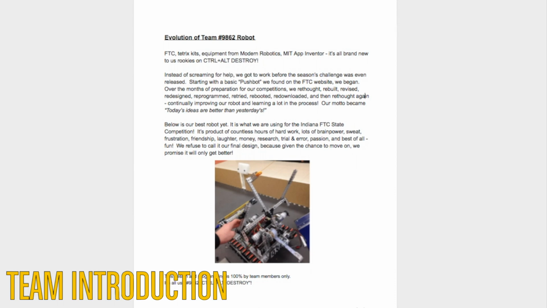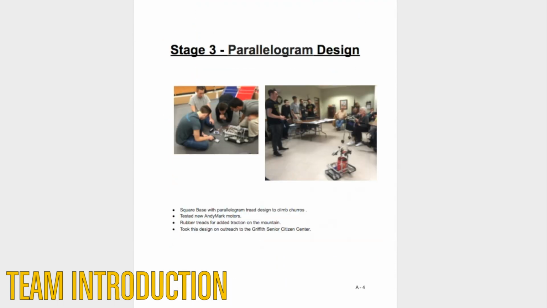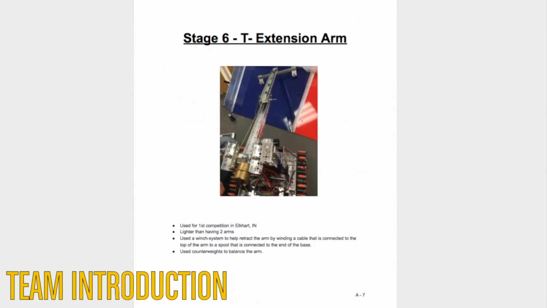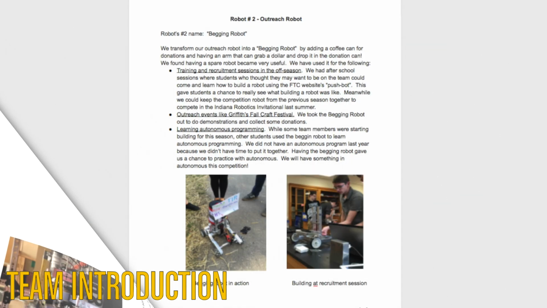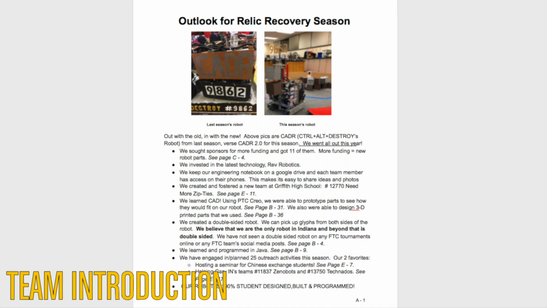This should be something unique to your season. Here are some examples of things we've done in the past. Our first year as a team, we changed the robot a lot, so we had an evolution of Team 9862's robot. Last year we had 2 robots, one for outreach and one for competition, so we did a tale of 2 bots. This season we compared our robot from last year's robot to this year's. There was a huge difference.